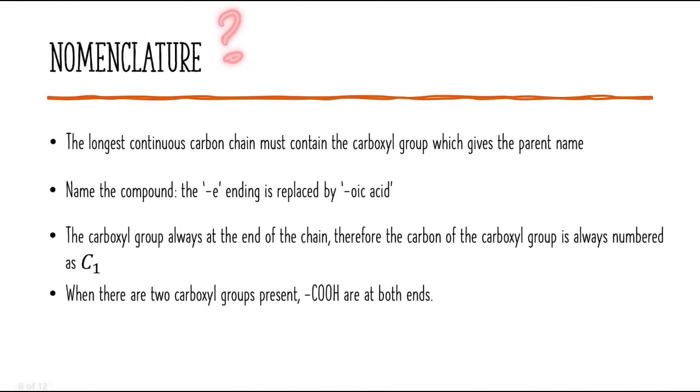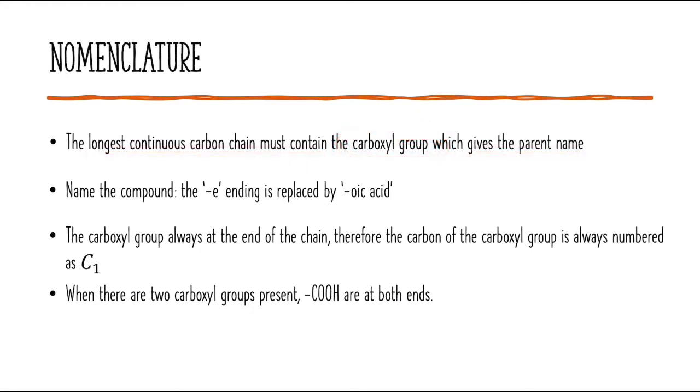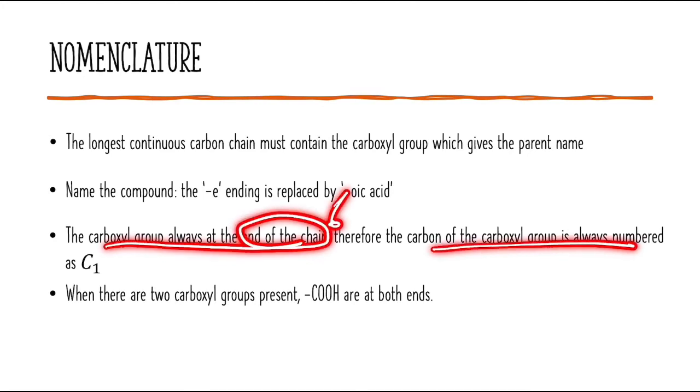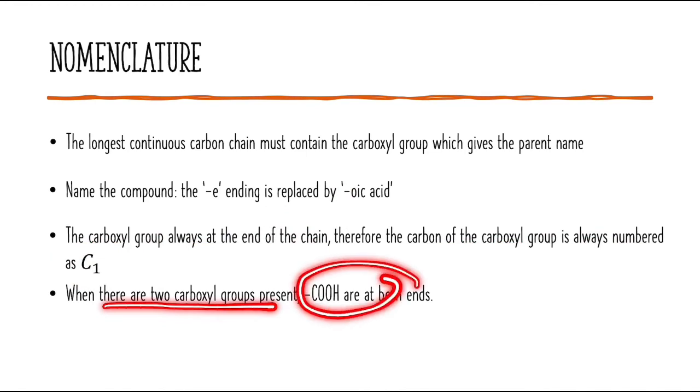So how will we name our carboxylic acid compound? First, we need to identify the longest continuous carbon chain that contains the carboxyl group, and that will give the parent name. The E ending will be replaced by oic acid, and the carboxyl group must always be at the end of the chain. Therefore, the carbon of the carboxyl group is always numbered as carbon number 1. And when there are two carboxyl groups present, the COOH must be at the end of the chain.